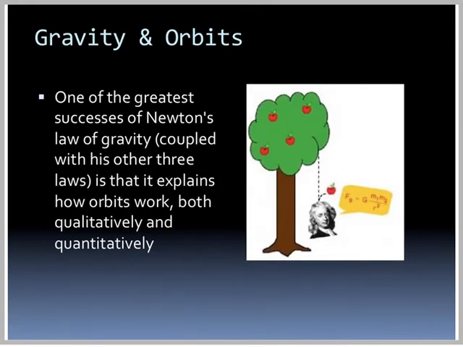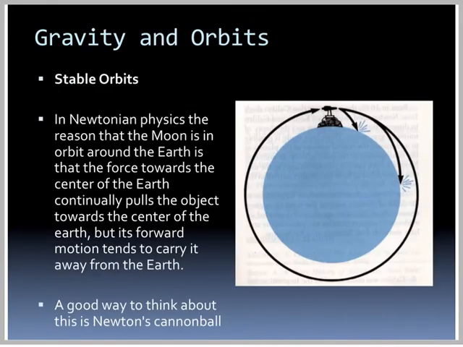So one of the greatest successes of Newton's law of gravity, coupled with his other laws, is that it explained how orbits work, both qualitatively and quantitatively. So in Newtonian physics, the reason the Moon is in orbit around the Earth is the force towards the center of the Earth continually pulls the object toward the center of the Earth, but its forward motion carries it away from the Earth. And Newton was able to explain this using something called Newton's cannonball.